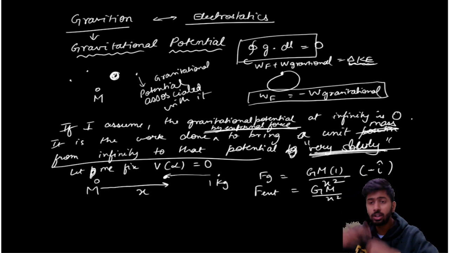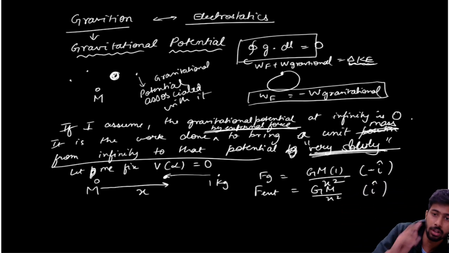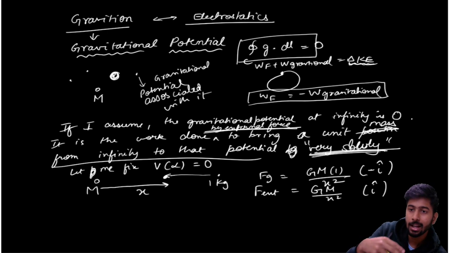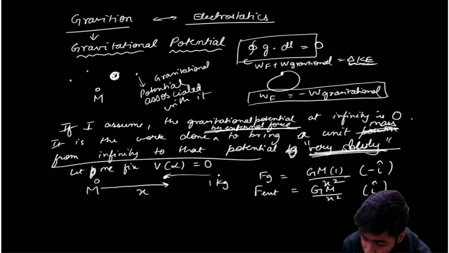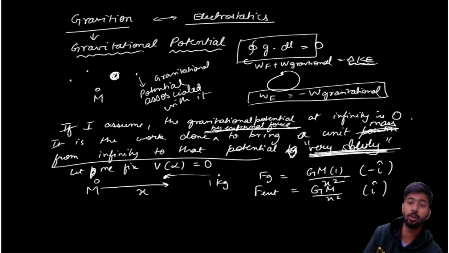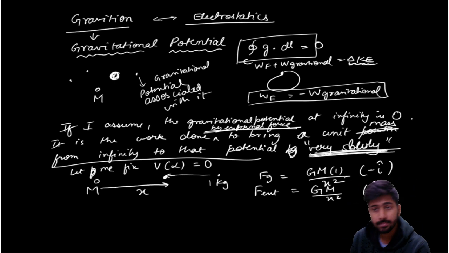right? Why should it be completely equal? Why should your external force be equal and opposite to Fg? Because the net force on the body has to be 0. You have to bring it very slowly. If it's unequal, then the body will have an acceleration and then it will not come slowly. You have to bring it very slowly. That's why this term very slowly is very important. So this is your external force.